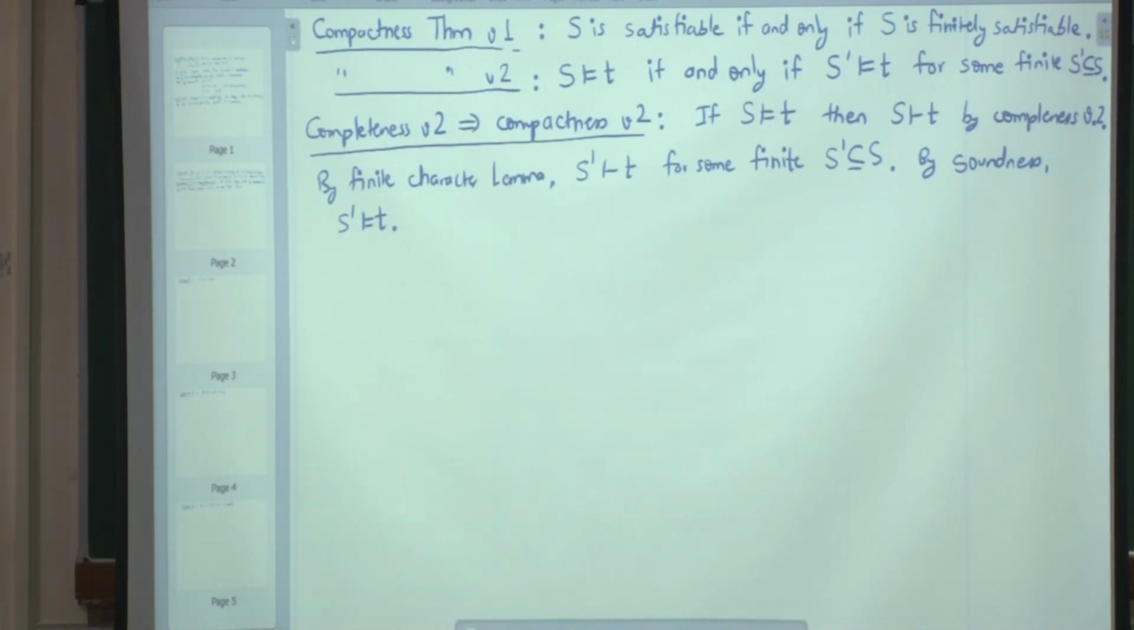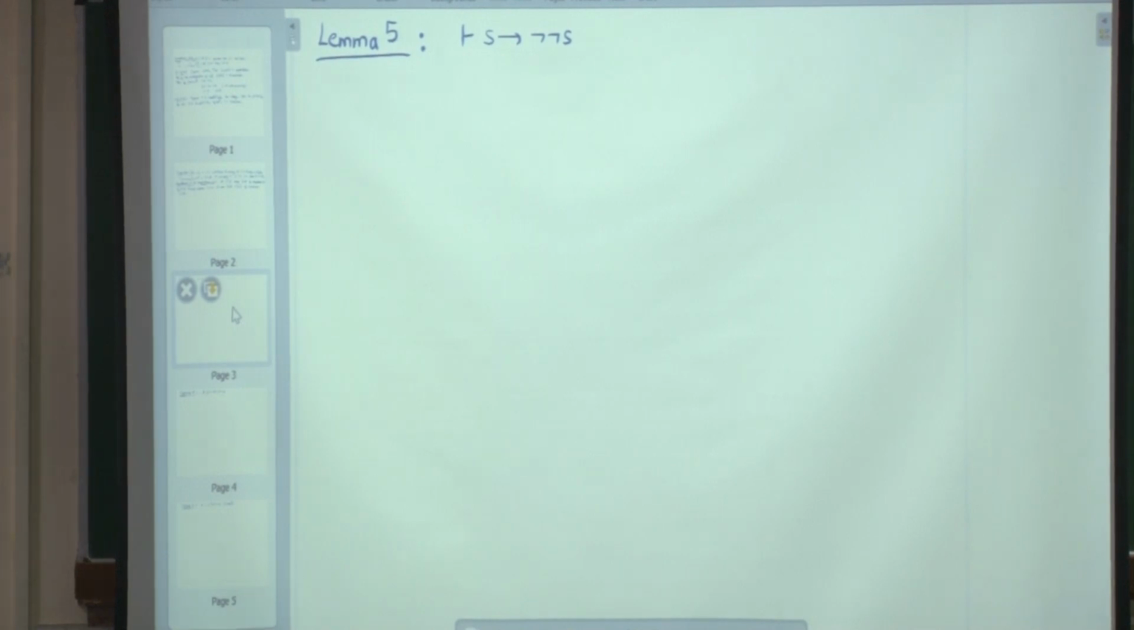So done? Well, I will give you two more exercises that show that version 1 and version 2 are equivalent. They are both called compactness theorems. I am not going to spend any time on this right now, but you should be aware of those problems. Okay, lemma 5. This is the simplest one.